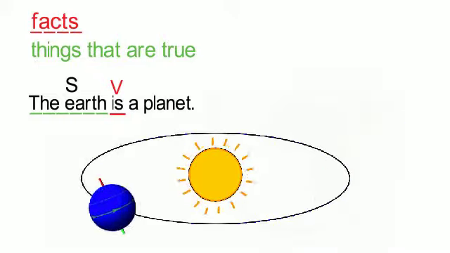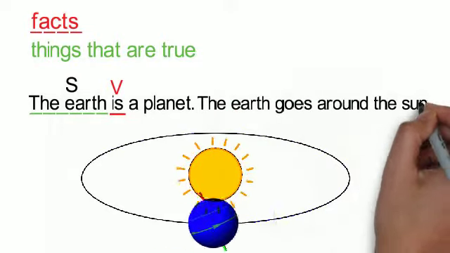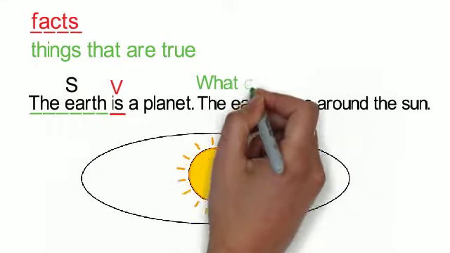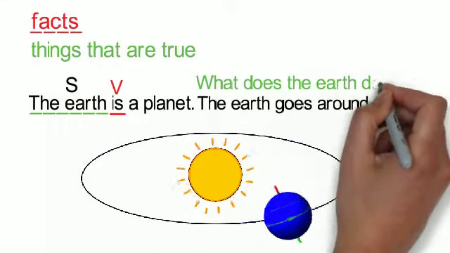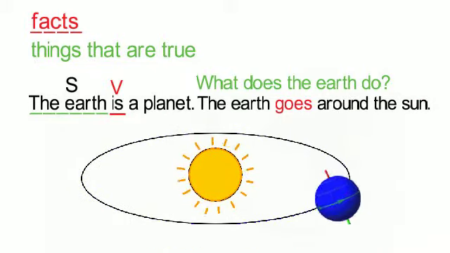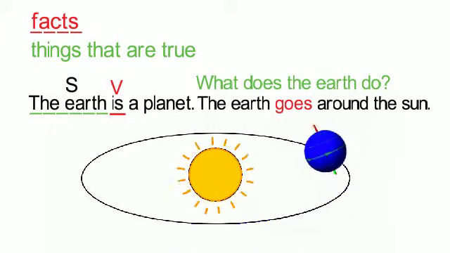Second, the Earth goes around the sun. In this sentence, the subject is again the Earth. What does the Earth do? It goes around the sun. Goes is the verb in the present simple tense. So we use present simple verbs for facts.